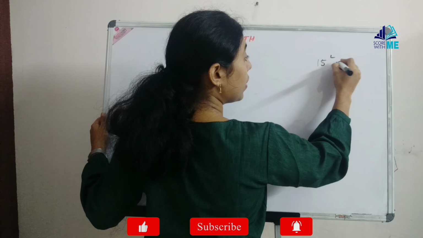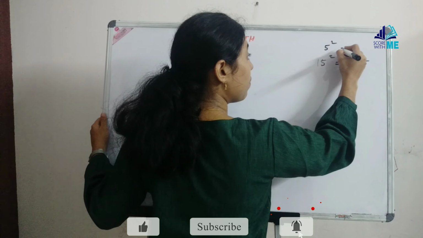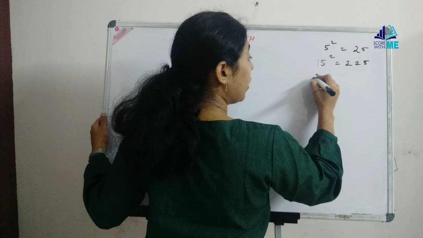We know that 15 square is 225, and even before that 5 square is 25, and then 25 square is 625. Now if we see the sequence, we can find that each of these numbers ends in 25, isn't it? So 5 square is 25, and nothing before it is 0. 15 square ends in 25 again. So with this pattern we understand that any number which ends in 5, its square will end in 25.